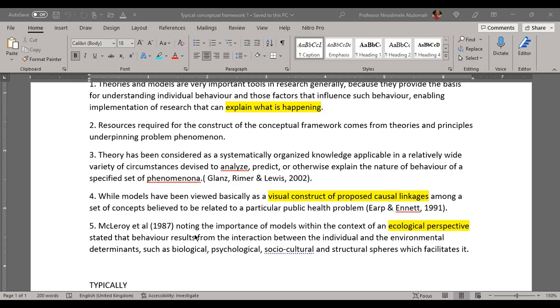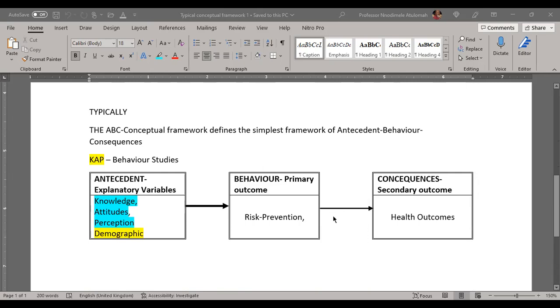Now, another aspect is considering the ecological perspective of the problem phenomenon. Using the models in combination or singly can help us to appreciate the context of an ecological perspective, where the various variables are interacting with each other. Okay, because there are determinants to such behavioral issues we are trying to examine. Now, this is a typical conceptual framework.